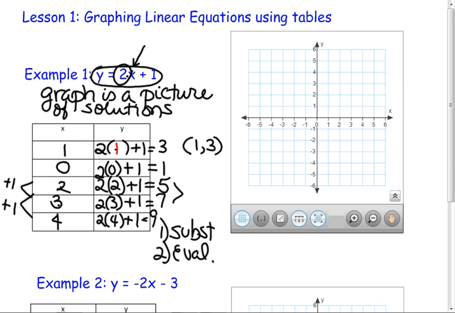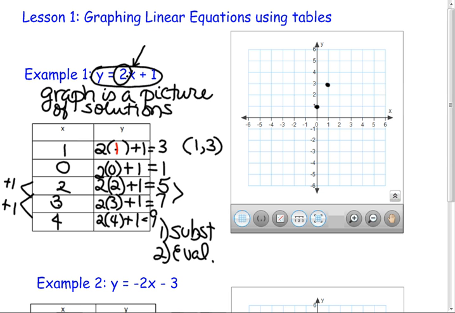So this is 1, 3. Now, I know that those points should lie on a line because I know it's a linear equation. So if I don't get them lying on a line, Michael, then I did something wrong. So at 0, it's going to be 1. What's that called? That's a special name.